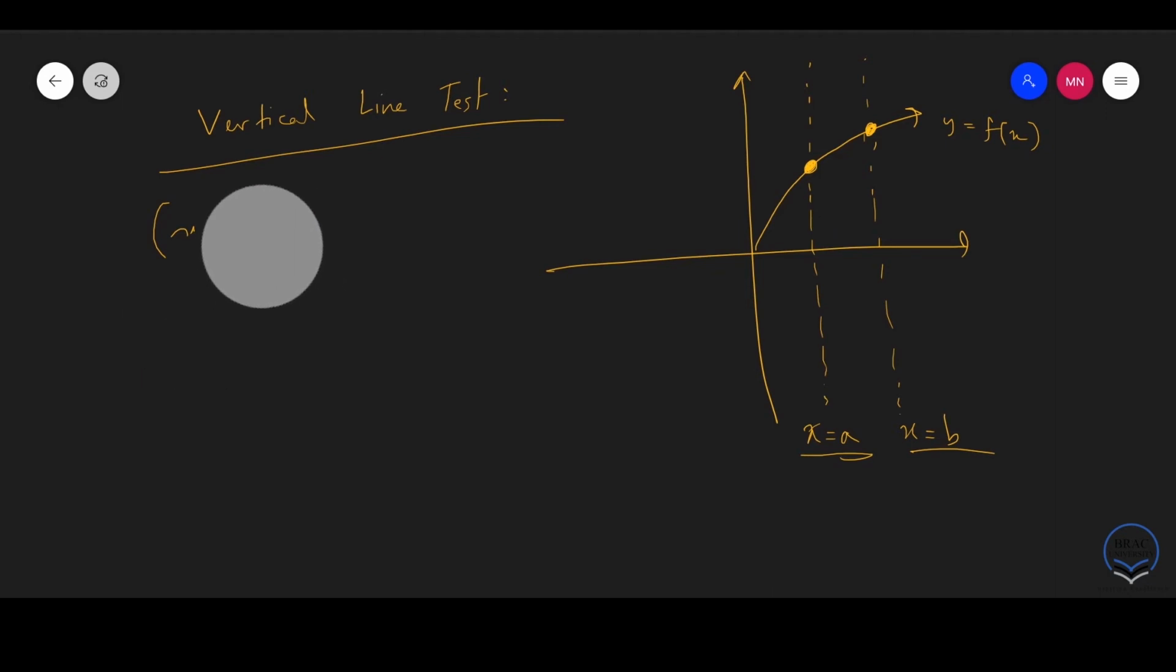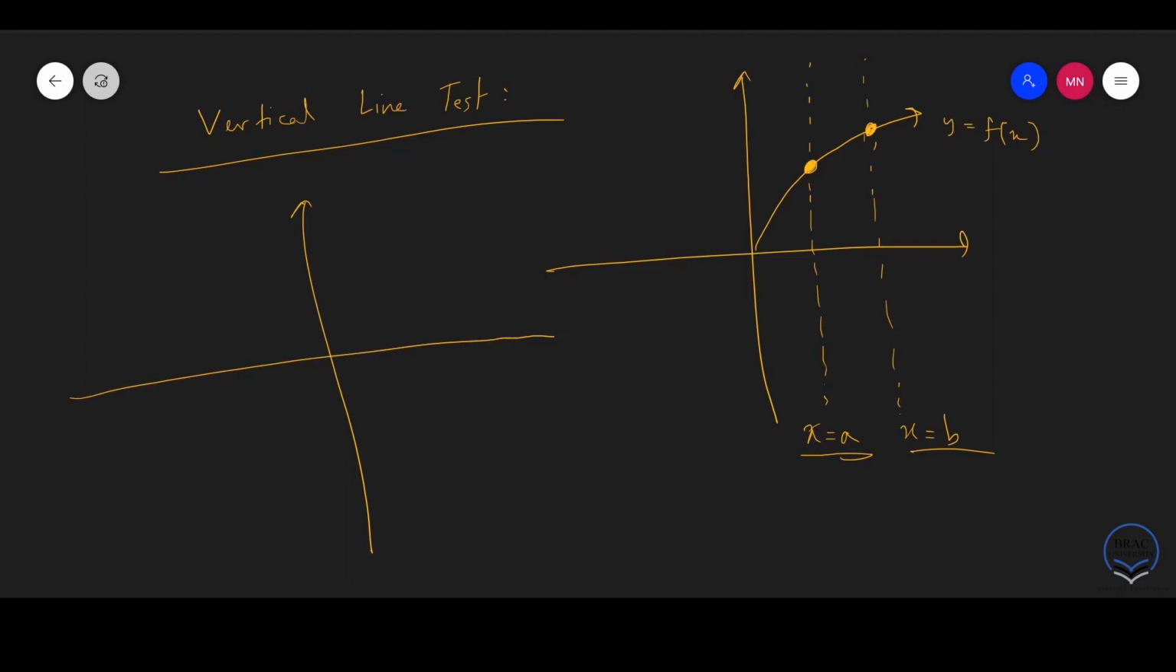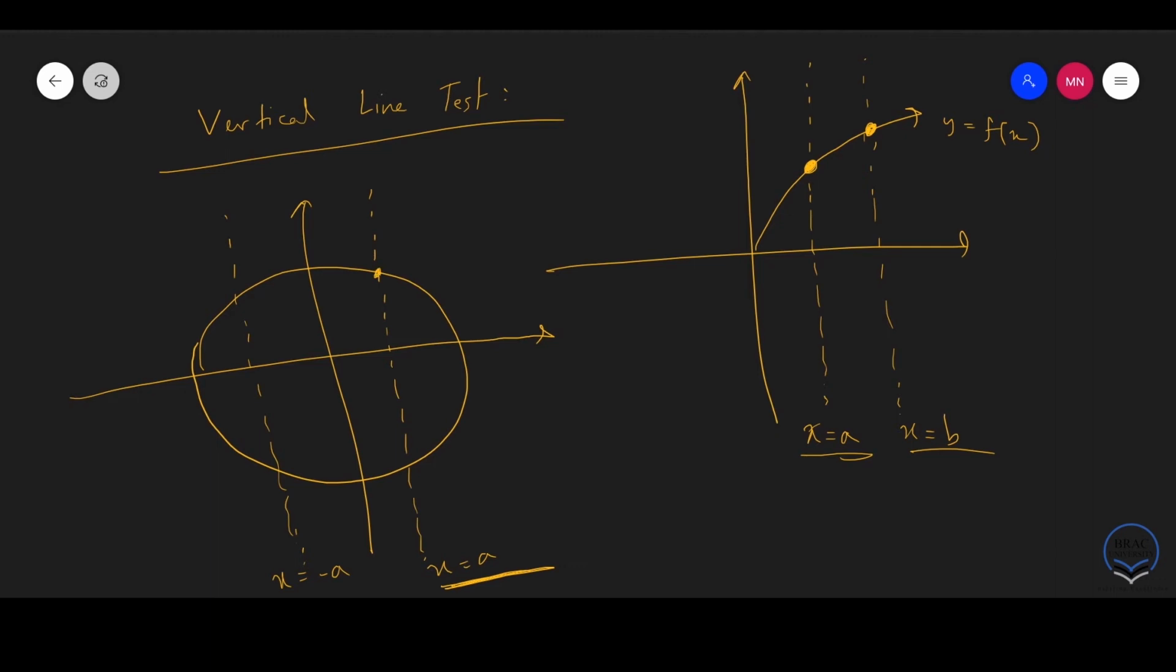So let's take a look at the graph of a circle. Let's say we have the graph of a circle. Now let's apply the vertical line test to this. Let's draw a vertical line through some values of x. So this is x is equal to a. Similarly, let's draw another vertical line, and let's say this is x is equal to minus a. Now let's consider x is equal to a. We see that this vertical line passes through our graph at this point as well as this point.